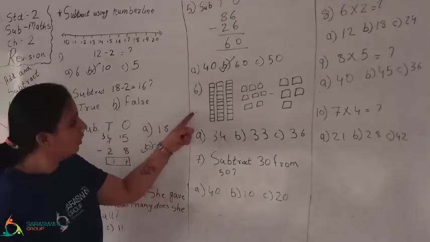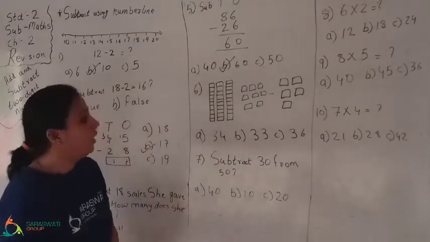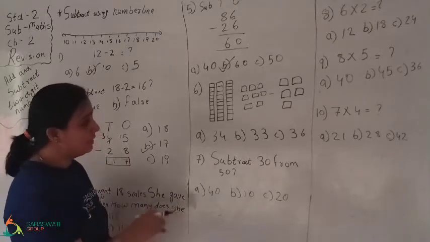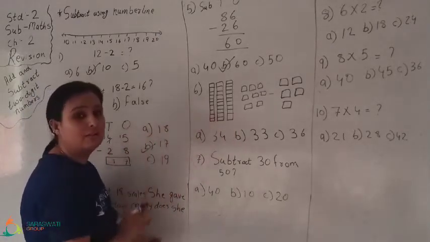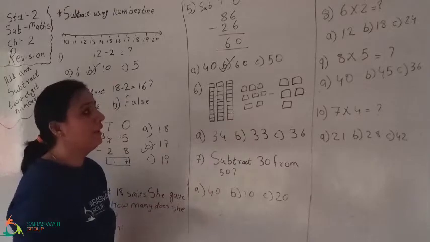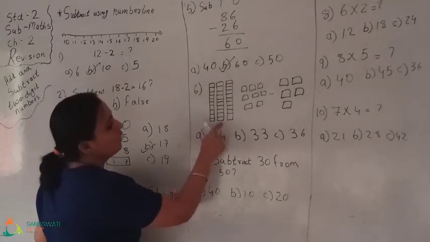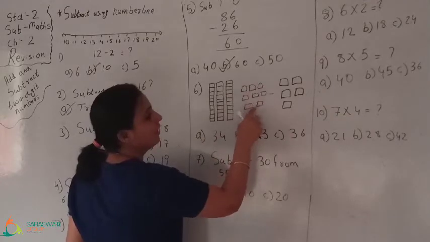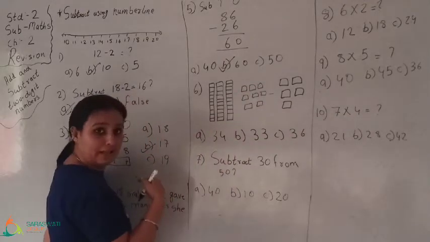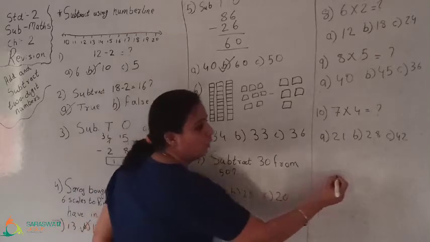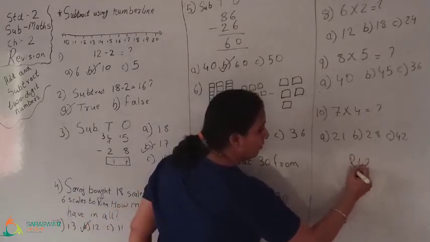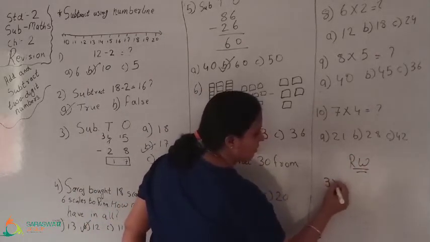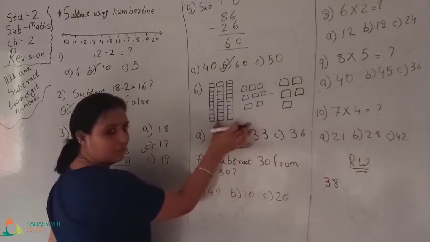Okay, now moving on to question number 6. Now again, you can see there are 3 different tens and ones. So how many tens are there? 1, 2 and 3. And how many ones? 1, 2, 3, 4, 5, 6, 7, 8. So it means 38, right? I am doing rough work here. You can check it out. 38. This number represents 38.